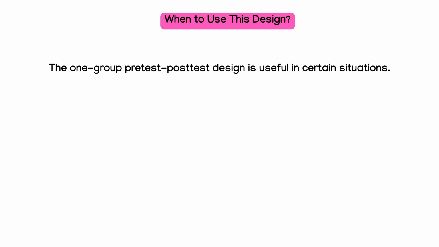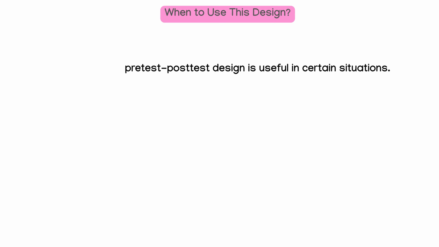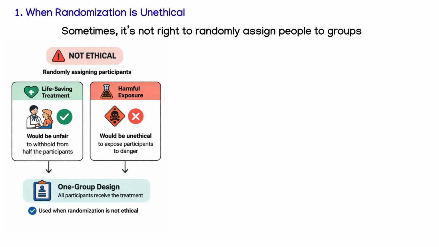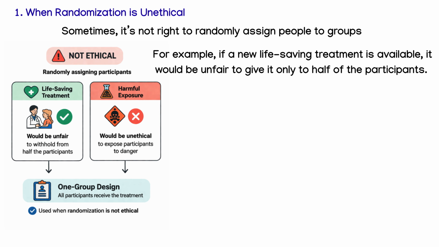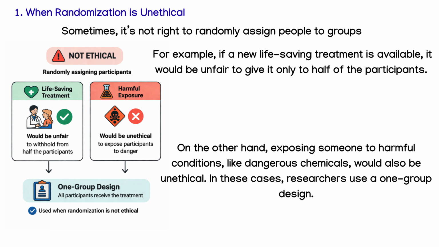When to use this design: the one-group pretest-posttest design is useful in certain situations. 1. When randomization is unethical. Sometimes, it's not right to randomly assign people to groups. For example, if a new life-saving treatment is available, it would be unfair to give it only to half of the participants. On the other hand, exposing someone to harmful conditions, like dangerous chemicals, would also be unethical. In these cases, researchers use a one-group design.